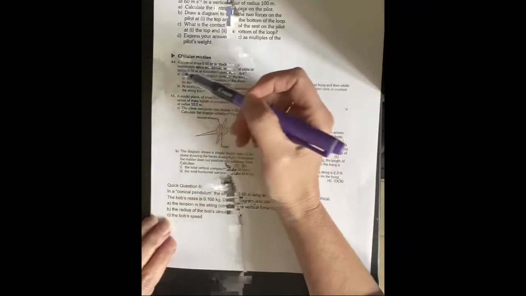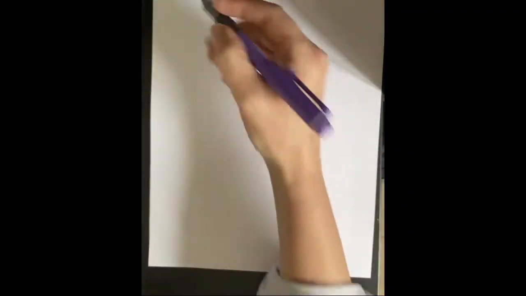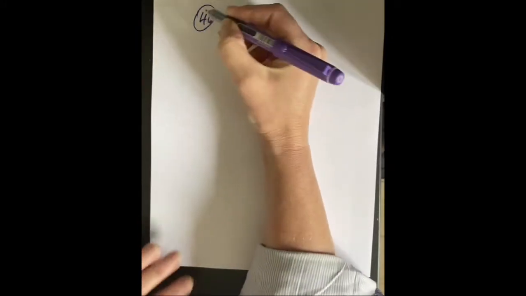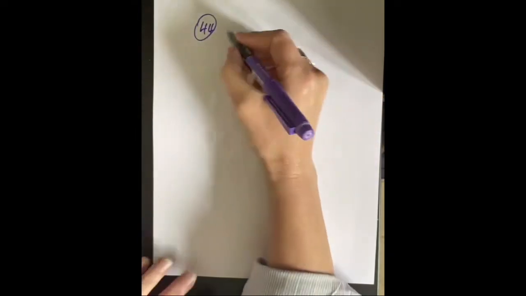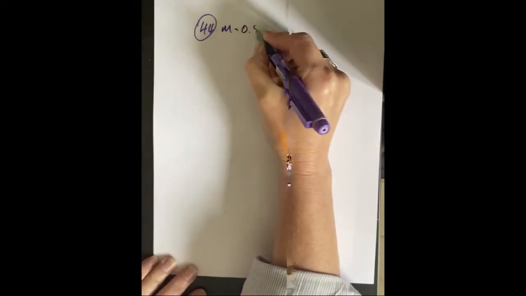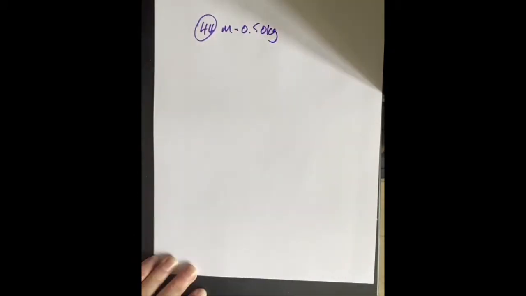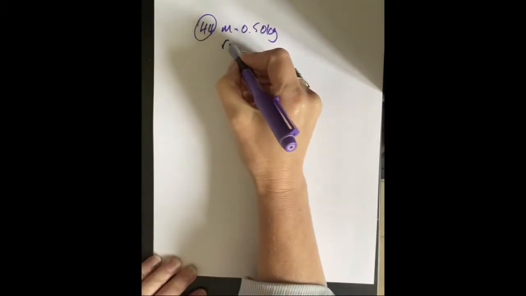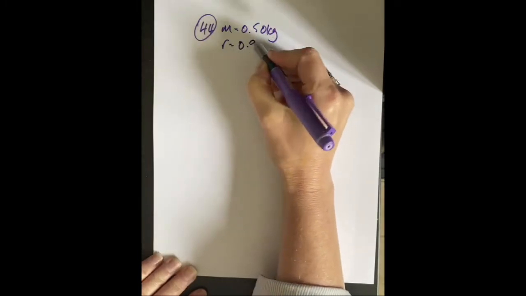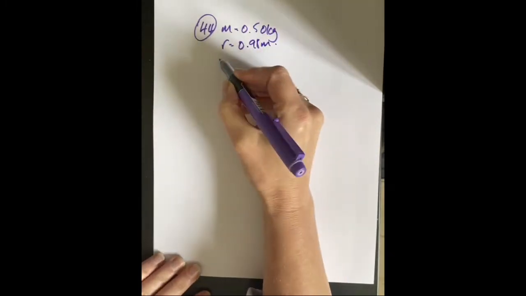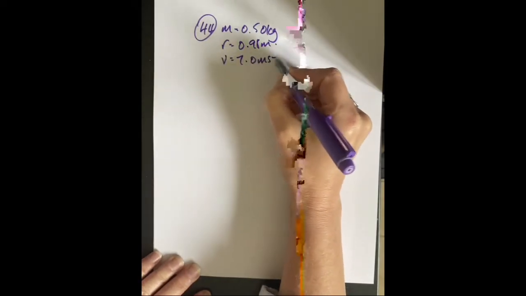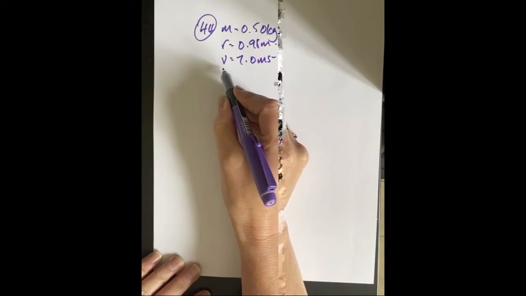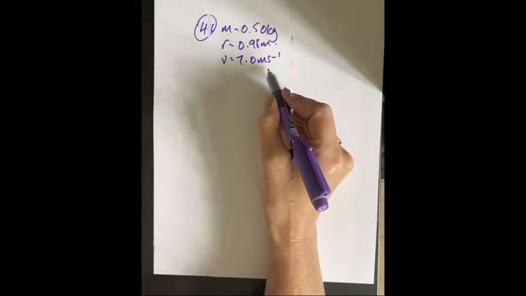Right, let's have a look at question 44 first of all. Same as ever, write a little list of what you know. Stone of mass 0.50 kilograms, attached to an inextensible string and whirled in a vertical circle of radius 0.98 and a constant speed of 7 meters per second. I know this is the linear velocity because it's in meters per second.